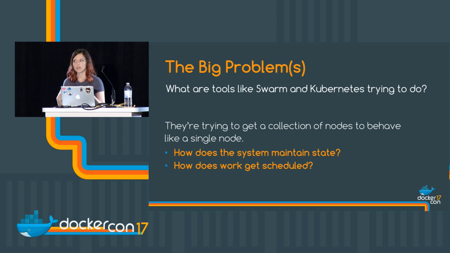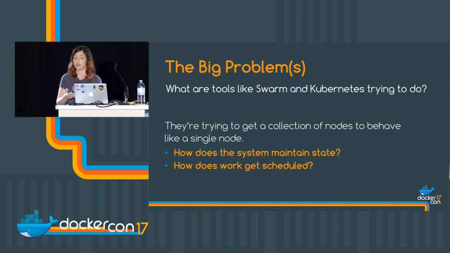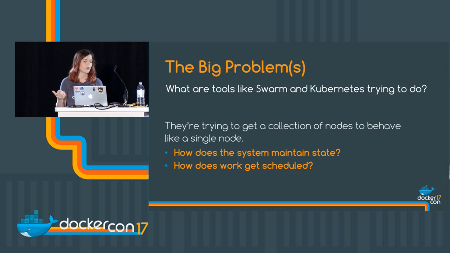The whole reason that orchestration is so complex, and why we're all sitting in this room, is that what we're trying to do is get a big collection of nodes to behave like a single node. To the outside user, it should just seem like you're talking to only one computer. The way this can happen boils down to two main categories. We have maintaining state in the system. In order to behave like one single thing, there has to be a single state. How does that happen? And then also, how does work get scheduled?